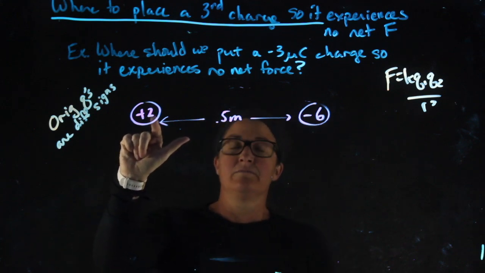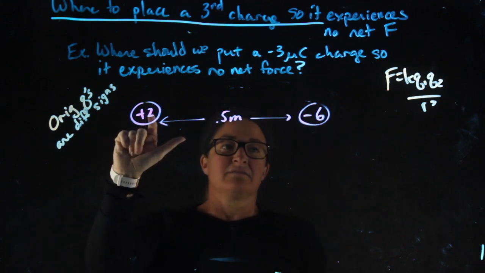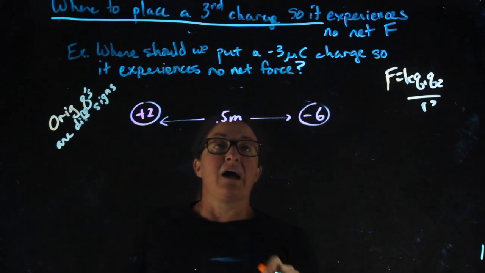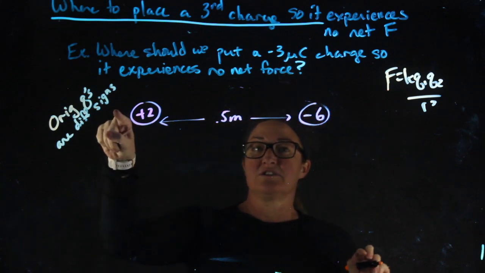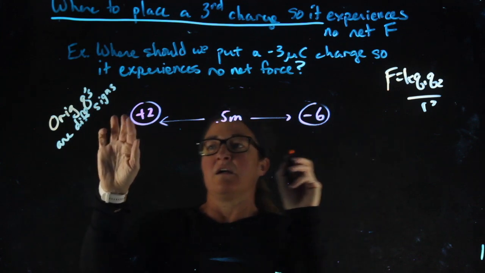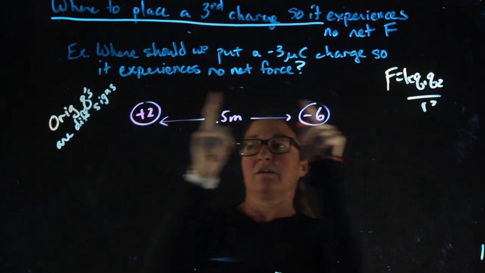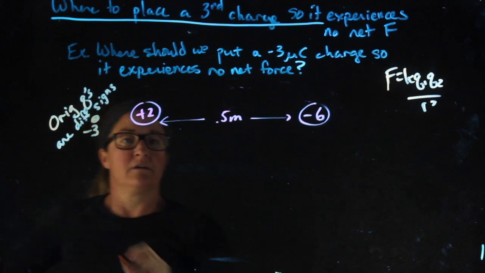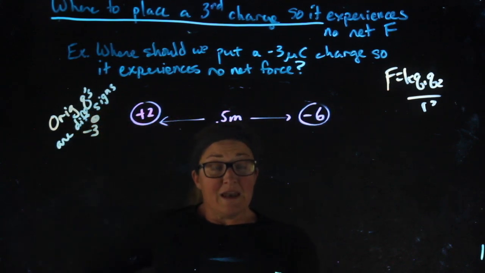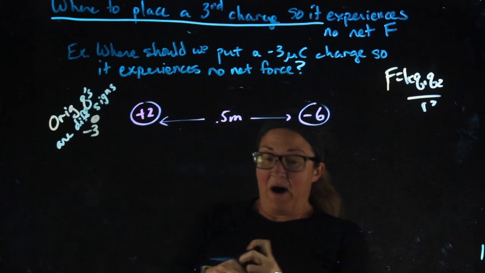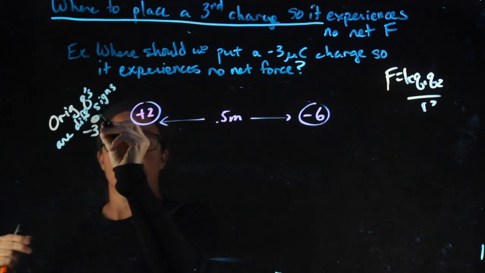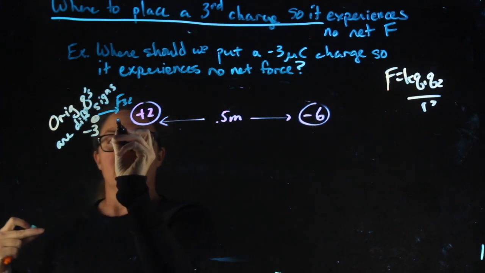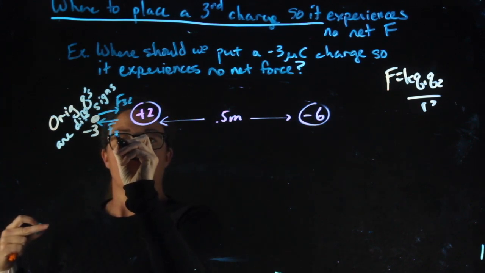The 2 will, because it's 1/3 of the charge of the 6. As a result, I want to put the -3 closer to the 2 than it is to the 6. So rather than putting it out here, I'm going to put it over here. Now, the +2 will attract it. The -6 will repel it.